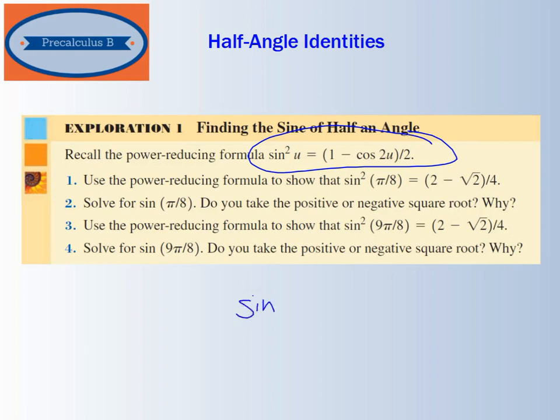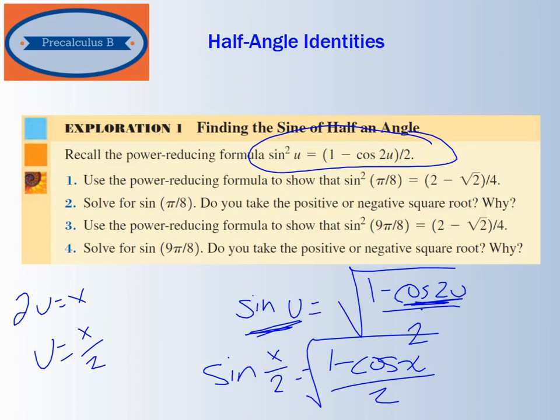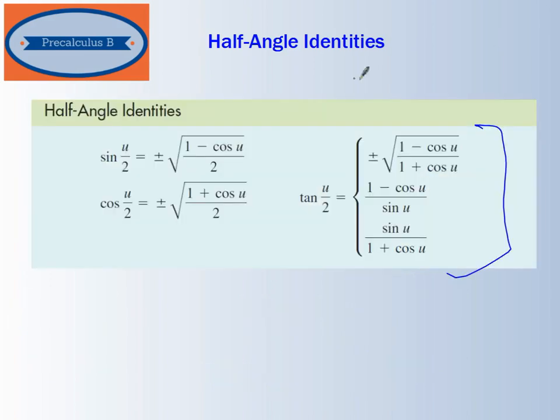I'd end up with sine of u is equal to the square root of (1 minus cosine 2u) over 2. Now, notice cosine 2u. So this tells me the half angle of this. If I wrote 2u as x, so if 2u equals x, that means u equals x over 2. So the sine of x over 2 is equal to the square root of (1 minus cosine x) over 2. All right, so that's where that really comes from. And the same is true for cosine and tangent, etc.